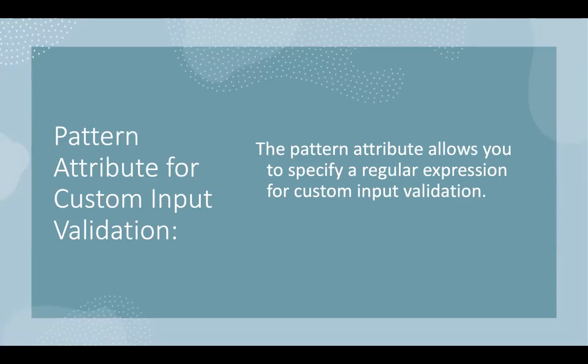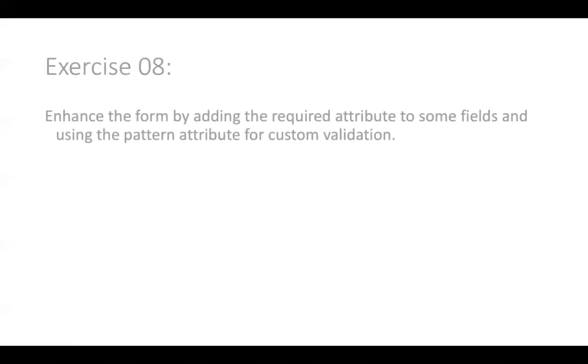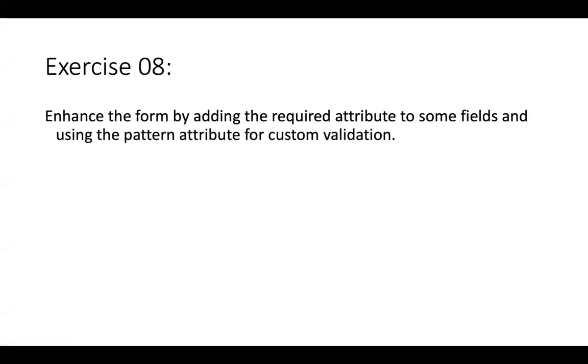Right? So the pattern attribute for custom input validation. So if we want to give a specific pattern, specific regular expression to input, you can just give the pattern attribute. It looks like this. So if you want to give a zip code like this, you can just give the pattern. It should be like 5 digits. Okay, 5-digit zip code. It's also required, right? Okay, here an example. Enhance the form by adding the required attribute to some fields and using the pattern attribute for custom validation. So that's the thing we need to do.